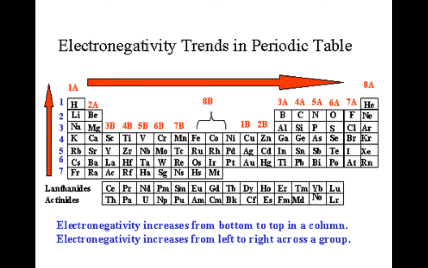Here's the trends in electronegativity. As we go up a group, the electronegativity increases. As we go across a group, a row or a period, the electronegativity increases as well. So as you can see here, here's oxygen. It has a higher electronegativity than hydrogen. Therefore, it's going to attract those electrons when in a compound.